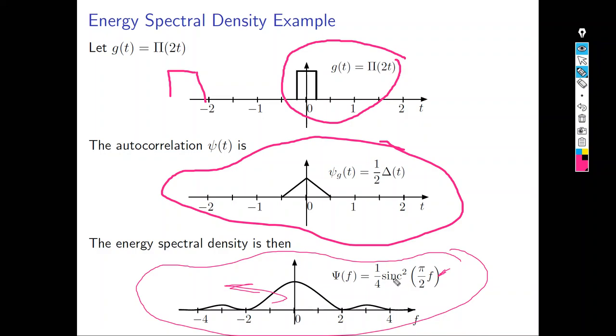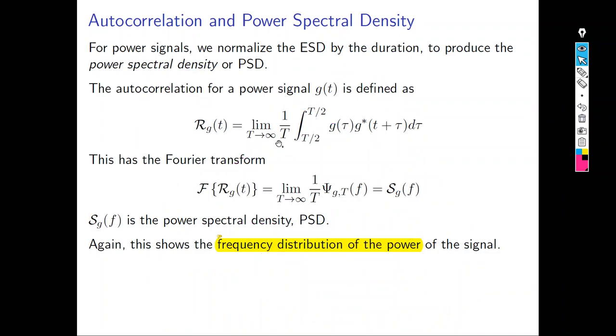Here, as you can see, the energy spectral density is sinc square. So basically, there are no negative values. Spectral density has no negative values in general. If you get negative, this means that your solution is wrong. Now, this is energy spectral density.